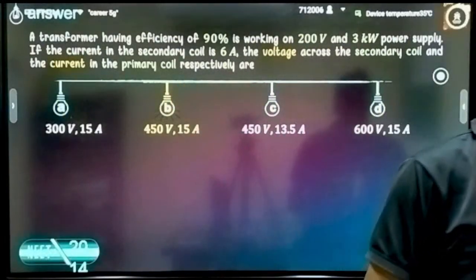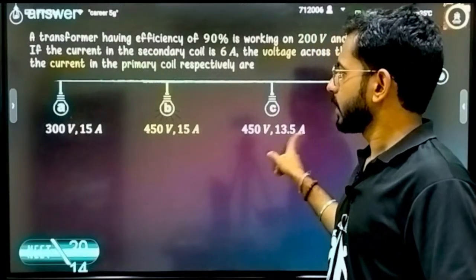Obviously, the formula that we have studied is where it is coming from.